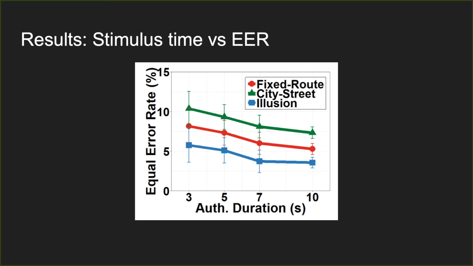So these are the results for stimulus time versus equal error rate. The idea here is, depending on how long we've exposed the users to these visual stimuli, what is the equal error rate? You'll notice that the city street has the highest equal error rate, and that's not quite surprising because these are preferences that are going to change over time. And the fixed route and the illusion, okay, the illusion actually performs the best out of all of these.